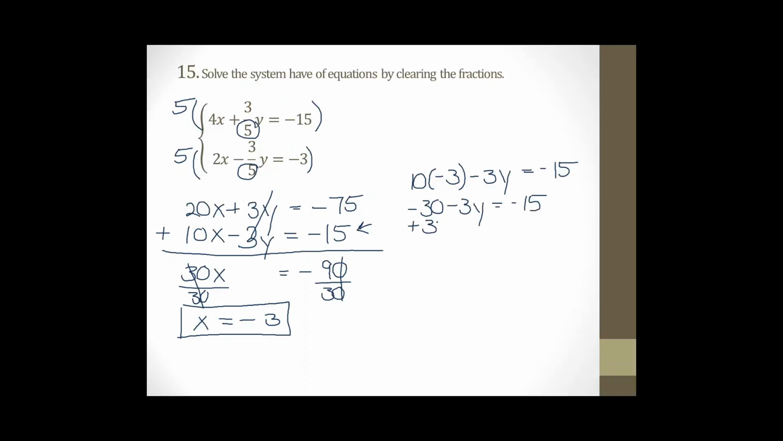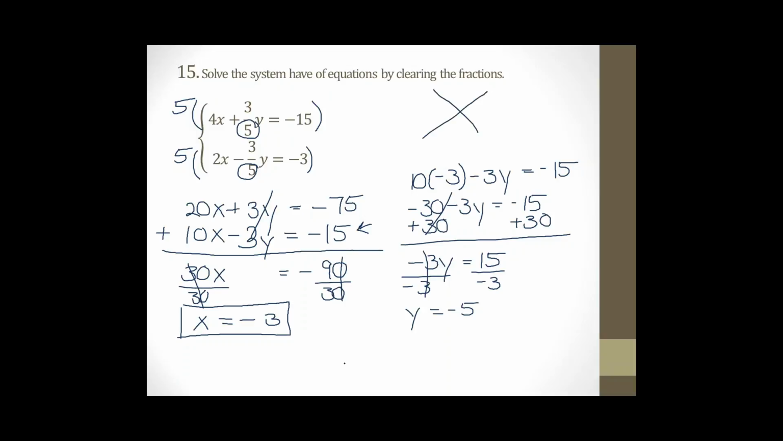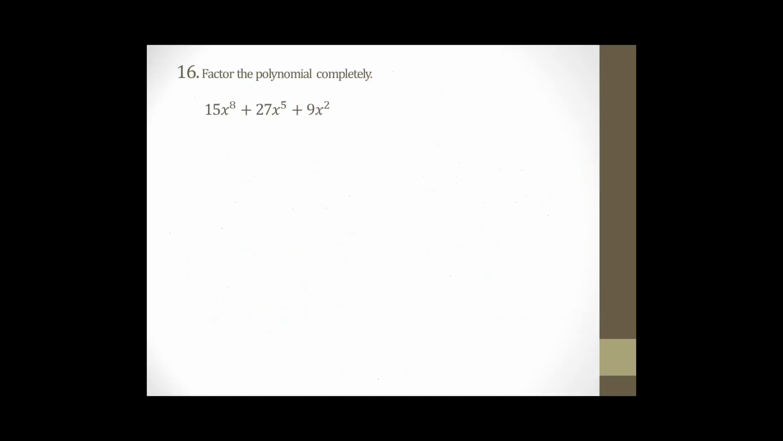Adding 30 to both sides, and I'm left with -3y is equal to +15. Dividing by -3 on both sides, y is equal to -5. So I basically got an x value and a y value, which means this system of equations is crossing at the point -3, -5. Okay, number 16, factor the polynomial completely.